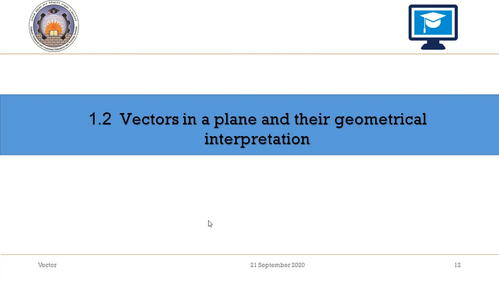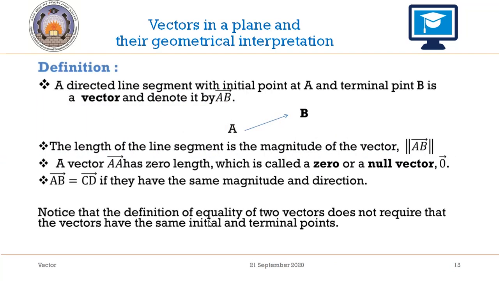1.2 Vectors in a plane and their geometrical interpretation. A directed line segment with the initial point at A and terminal point B is a vector and is denoted by AB. This is a line segment with initial point A and terminal point B. Therefore, this vector is represented by AB. The length of the vector is known as the magnitude and is represented by the norm, which is the magnitude of AB.